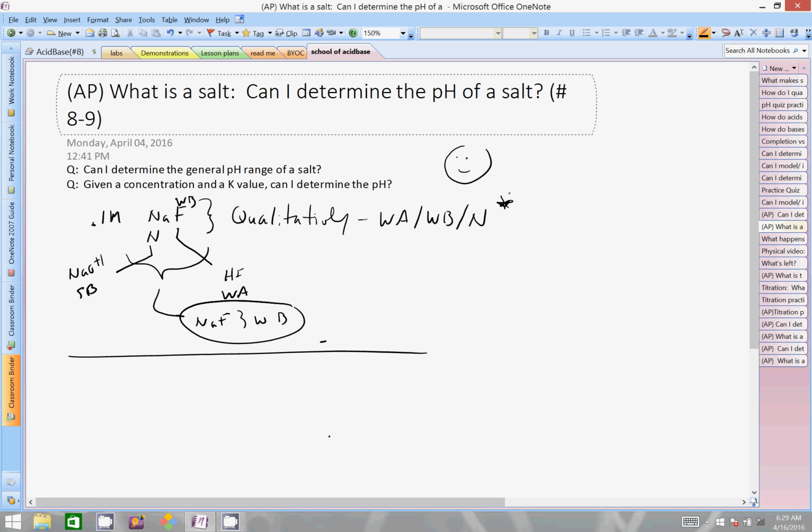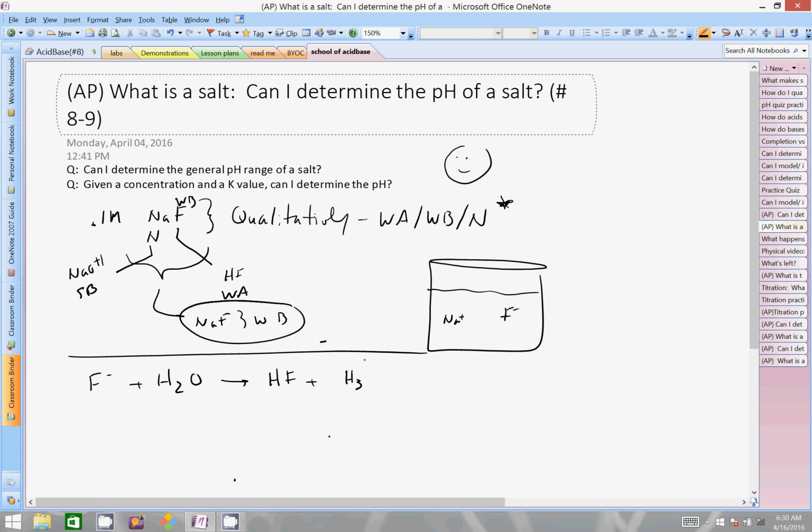Alright, well, what's the actual pH? Well, the Na is doing nothing. It is a spectator floating off. If I were to draw a little beaker of this, I would see Na pluses floating around and F negatives. At this point, my hydrolysis equation is H2O plus F negative yields HF plus OH negative. It's basic, so in this case, the water donates to F negative, leading to OH negative here. So it's involving a base.